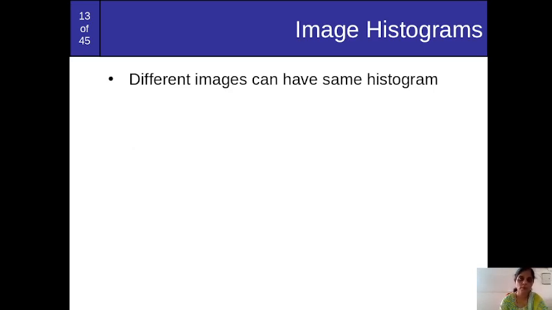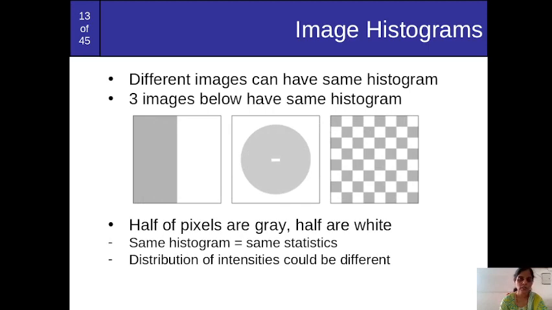Also note one more important feature about histograms. There might be different images which have the same histogram. What do we mean by this? Let us consider an image here. There are 3 different images shown here: image 1, image 2, image 3. And if we plot as seen here, half of the intensity values are grey and half of the intensity values are white.